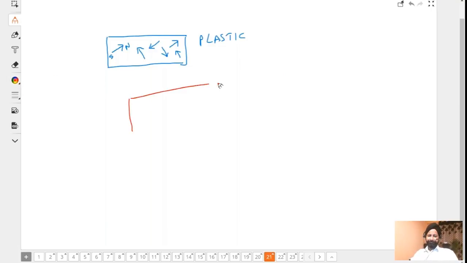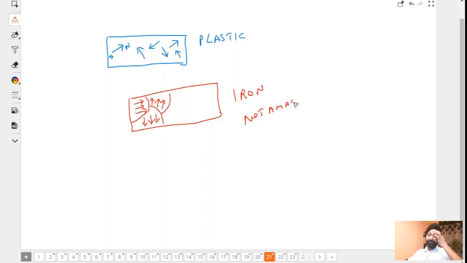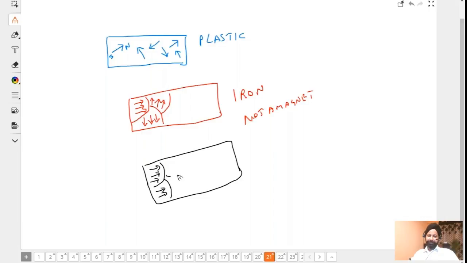Let's take the case of iron. In the case of iron, all the randomization exists, but there are domains in here. Within a domain, they are aligned in one direction. This is better than what you had earlier, but they're still canceling out. This is still not a magnet. But then we can take some steps, and we will see that in the next class, you can actually align it like this. Those domains were in all random directions. When you create a magnet, you're not creating a magnet. It was already in there, but you're aligning this.